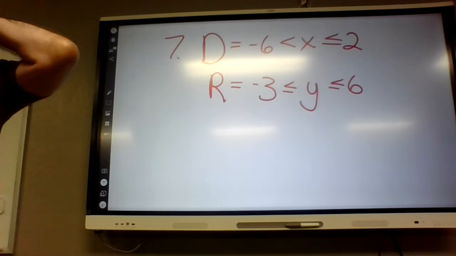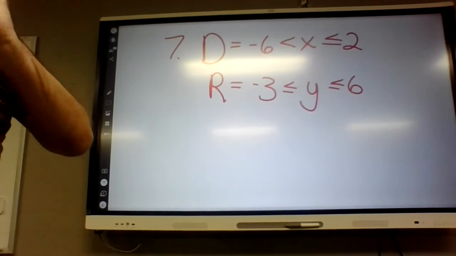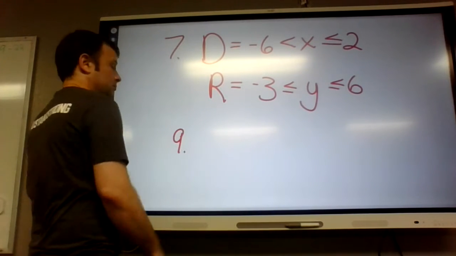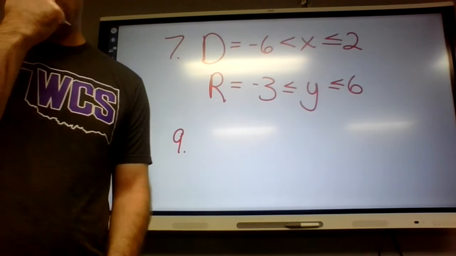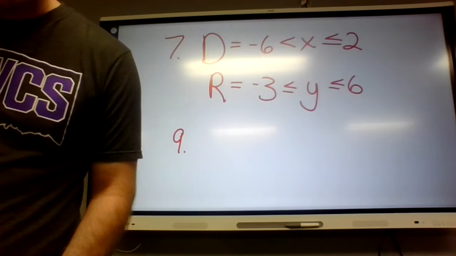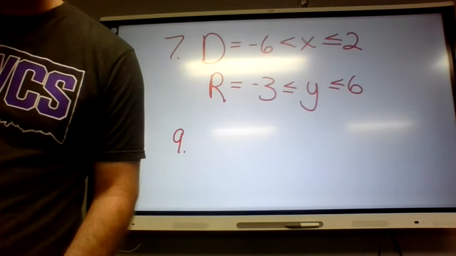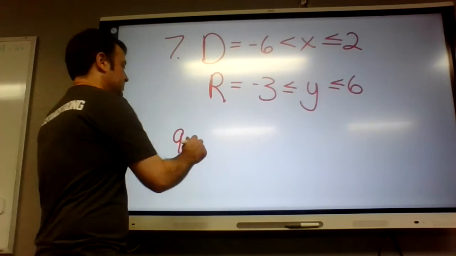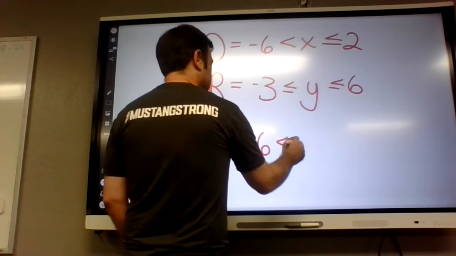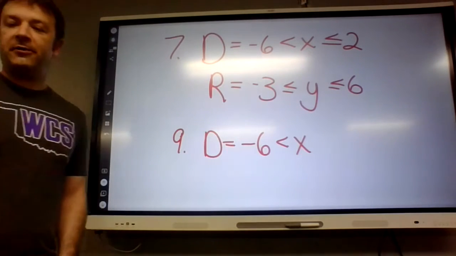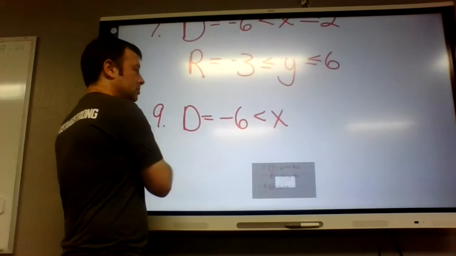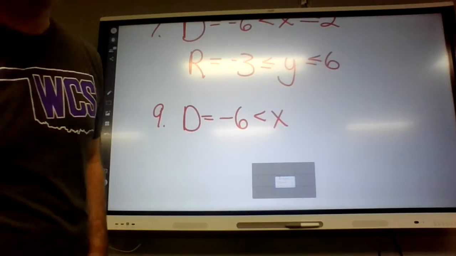Anyways, number 9, the domain. How far left does that one go? 1, 2, 3. I think it's 6. Okay, it goes to -6. Is -6 included? No, it's an open circle. How far right does number 9 go? 3, and 3 is included, right?